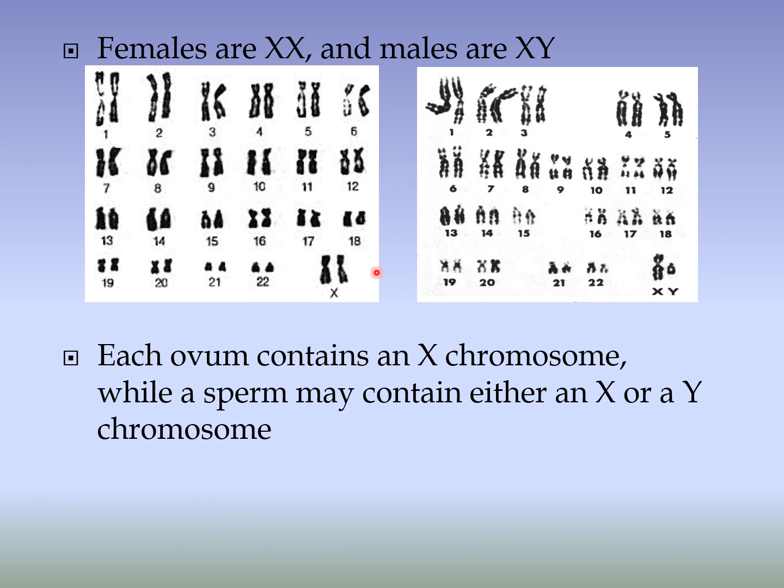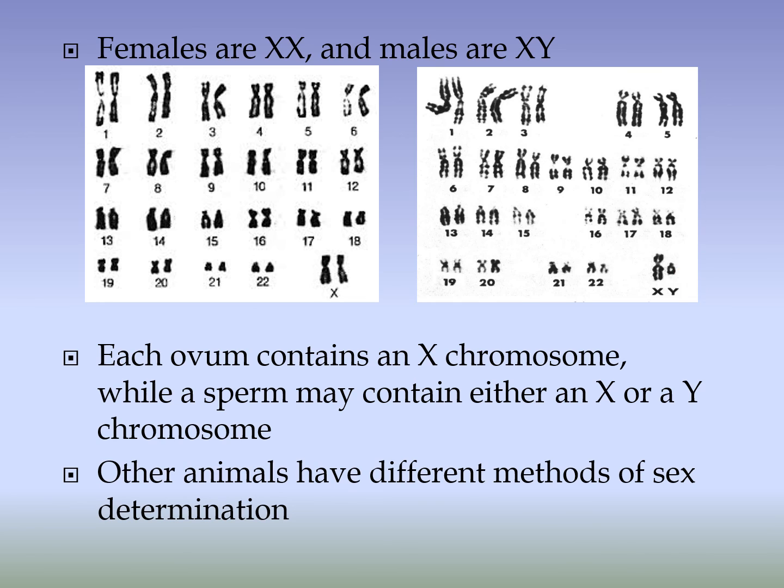So remember, these are separated. Now, 50% of the eggs are going to have this chromosome, and then 50% of the eggs will have the other chromosome. And then here, in terms of sperm, 50% of the sperm will have an X chromosome, and then the other 50% will have a Y chromosome. So it's really the male that determines the sex of the child.